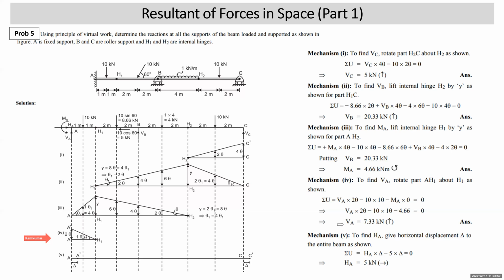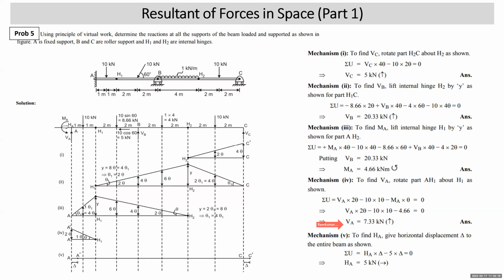You get the value of VA at 7.33. All right. Now you have to find the horizontal reaction. To find the horizontal reaction, you displace the beam by a small linear virtual displacement delta towards right, so that all points on the beam will have the virtual displacement delta towards right.